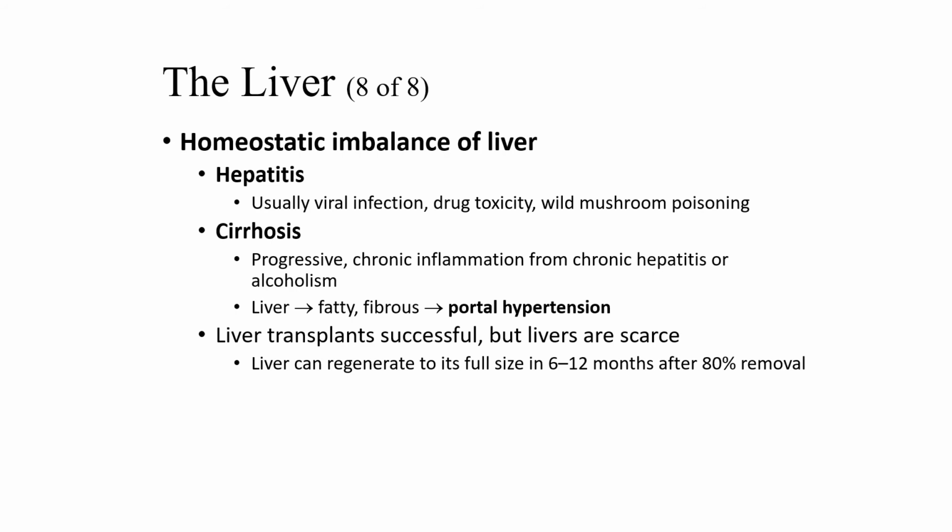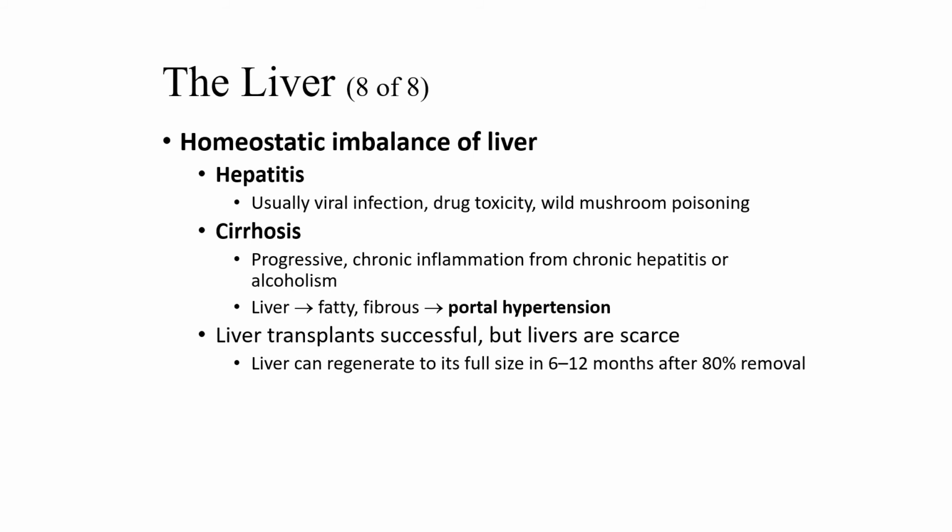Hepatitis, which is inflammation of the liver, is usually due to a viral infection. Could be drug toxicity. Lots of different poisons can cause this problem. So hepatitis A, B, C, D, E, F, G, H, but mainly we see A, B, and C. Cirrhosis of the liver is a chronic inflammation from chronic hepatitis, and chronic hepatitis can be caused by a viral infection or by drug abuse or by alcohol abuse.